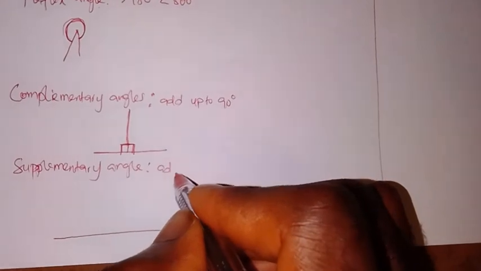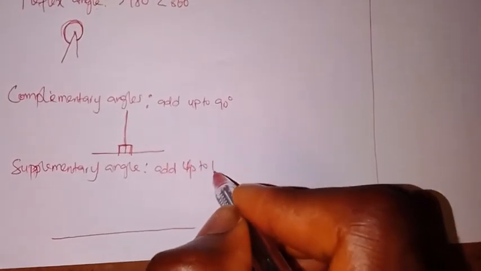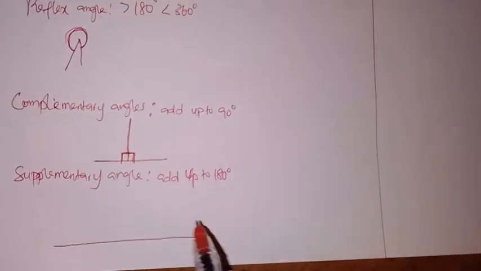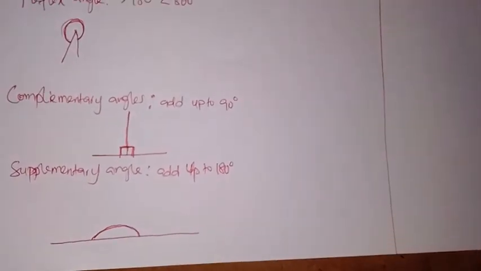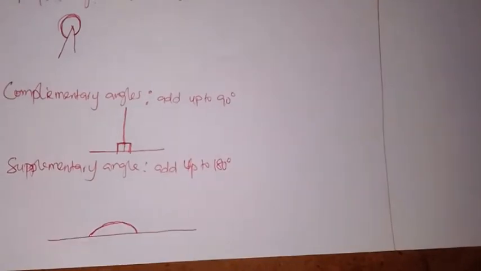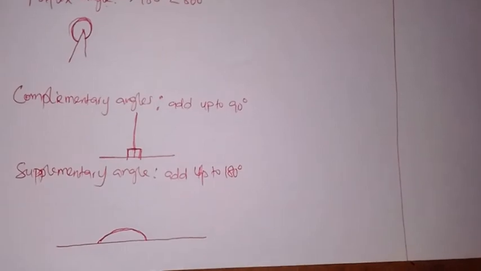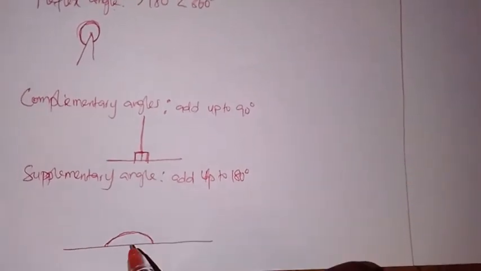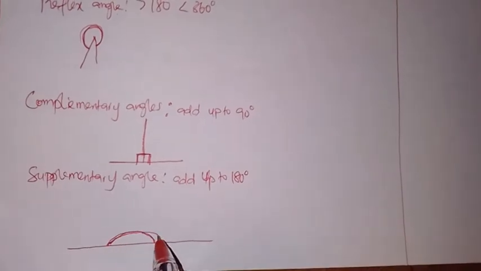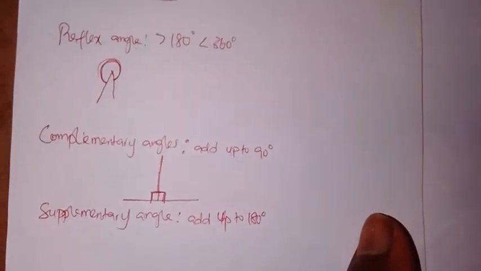add up to 180 degrees. Okay, so just like 90 plus 90, or 45 plus 135, which gives us 180 degrees. So any angle that adds up to 180 is called a supplementary angle in that case.